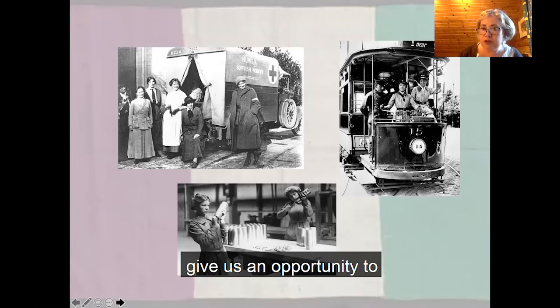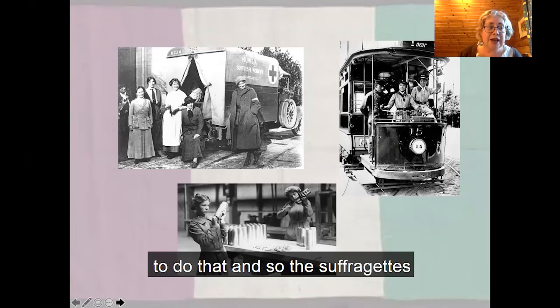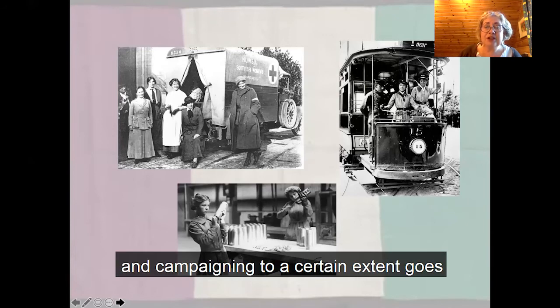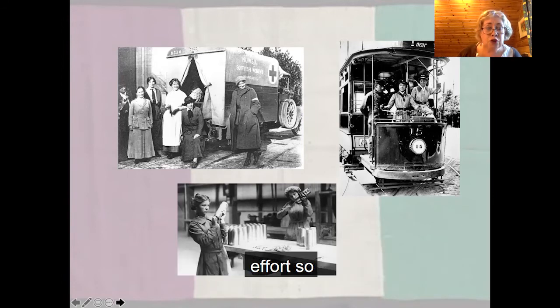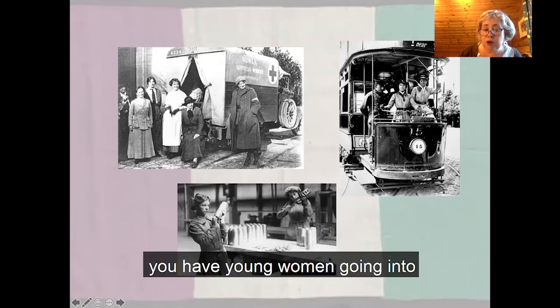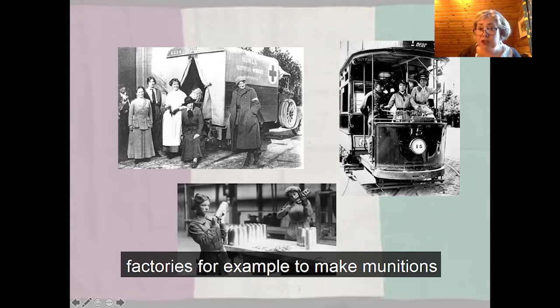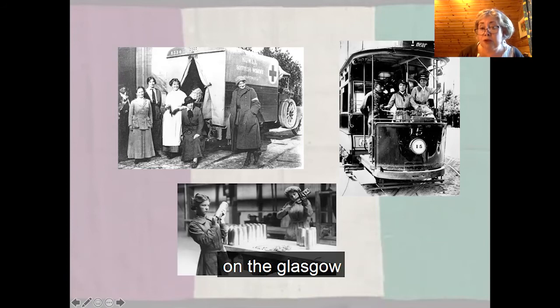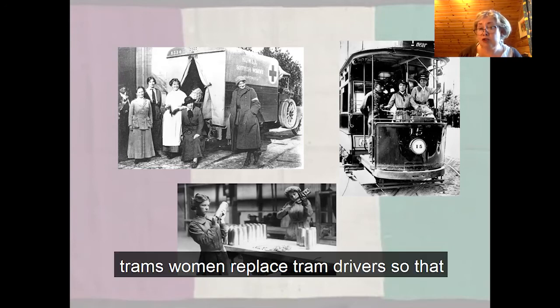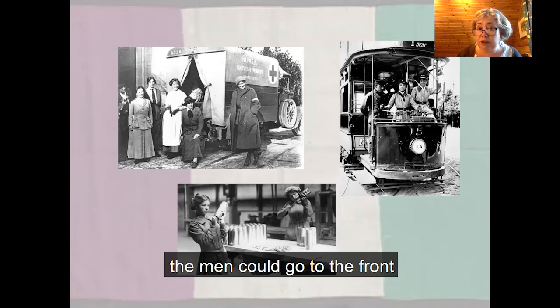Please give us an opportunity to do that. And so the suffragettes are allowed out of prison, and campaigning to a certain extent goes into abeyance as women throw themselves into the war effort. So you have young women going into factories, for example, to make munitions. You have women replacing men, for example, on the Glasgow trams. Women replaced tram drivers so that their men could go to the front.